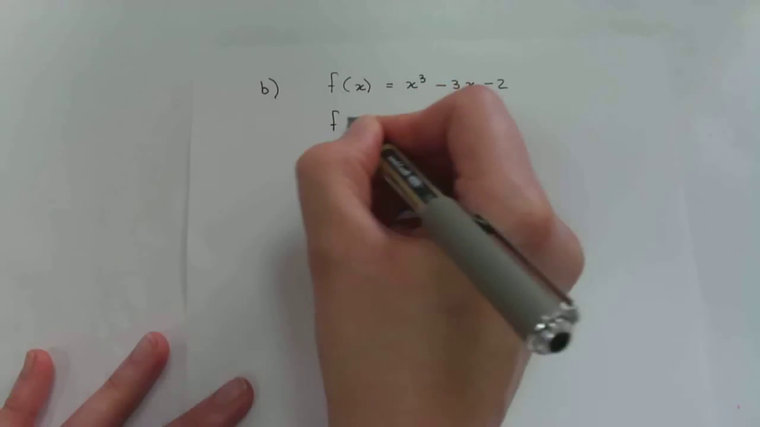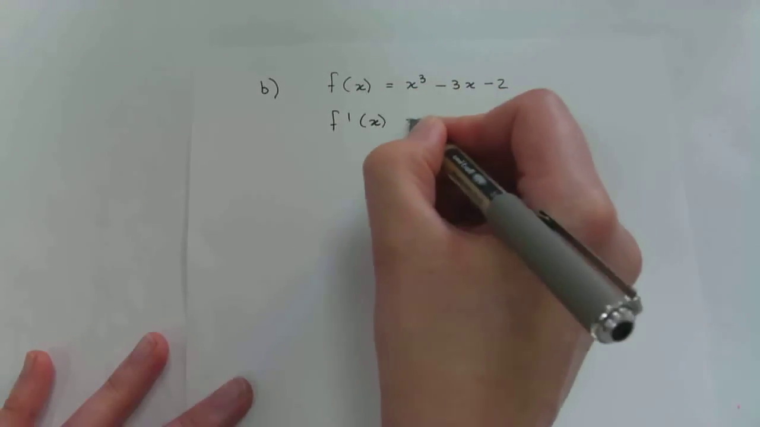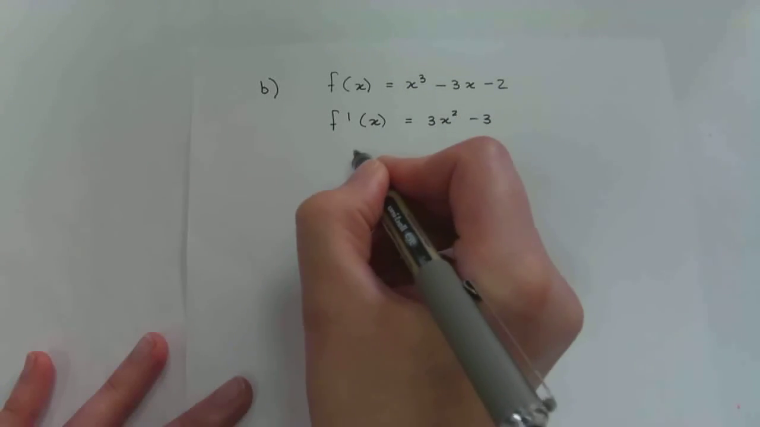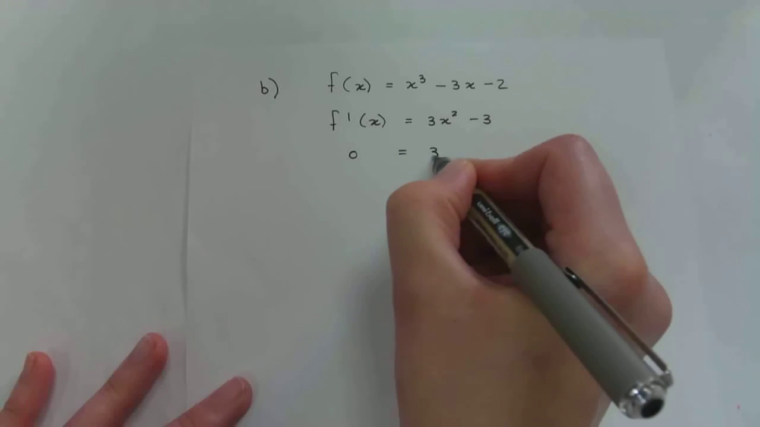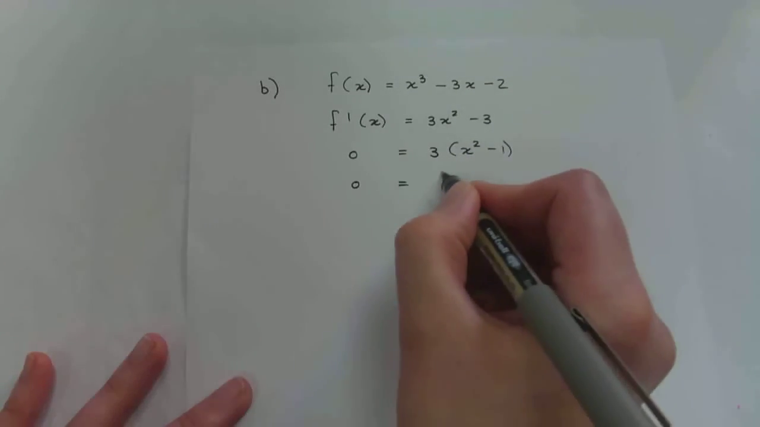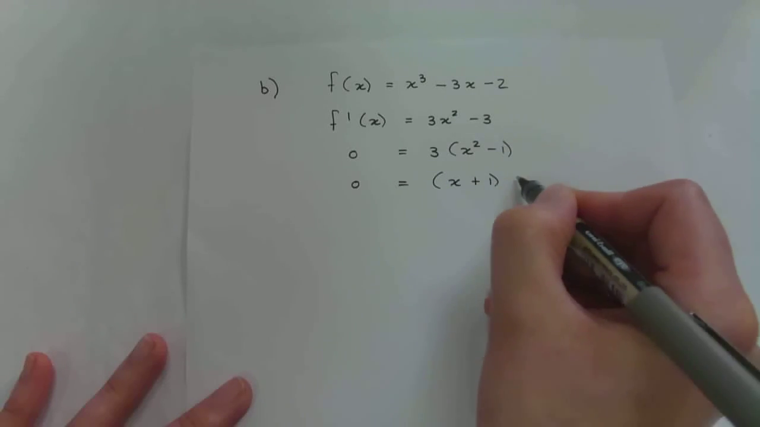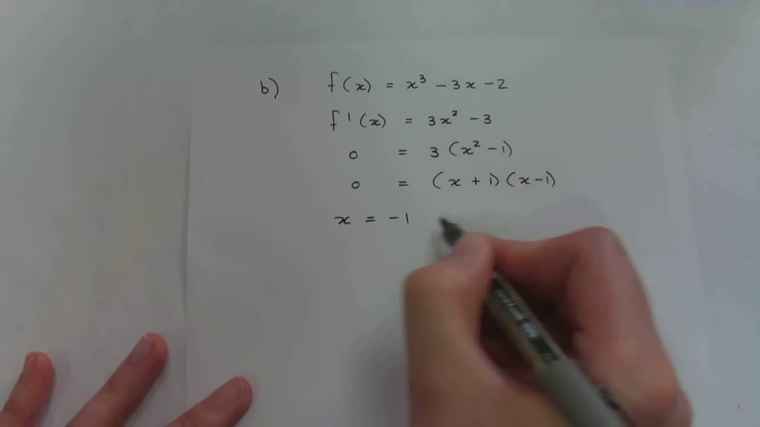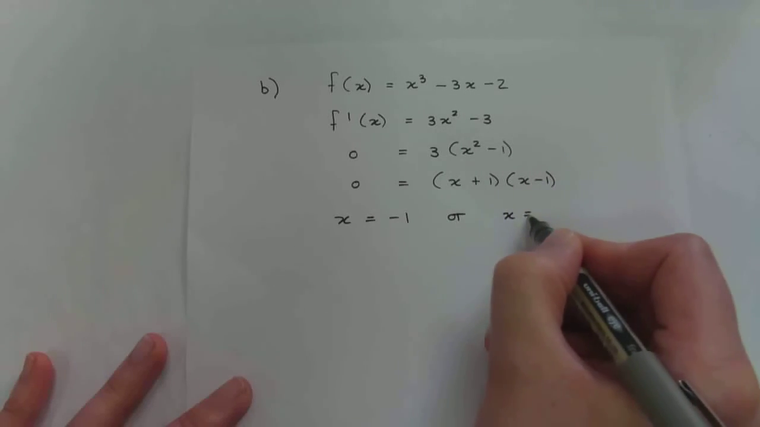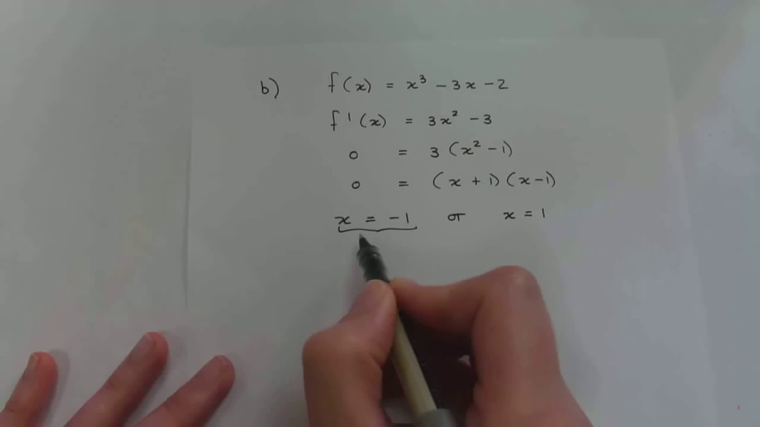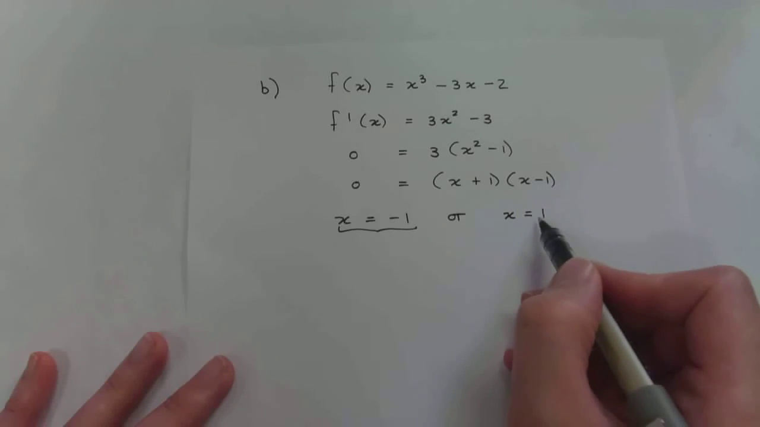So for turning points, we work out the first derivative, which is going to be 3x squared minus 3. I set that equal to 0. I factorize, taking 3 out as a common factor, and then I can finish my factorization: x plus 1, x minus 1. And x is equal to -1, or x is equal to 1. Now, by the way, we know that -1 is the turning point they've already given me. So this is the turning point for A.